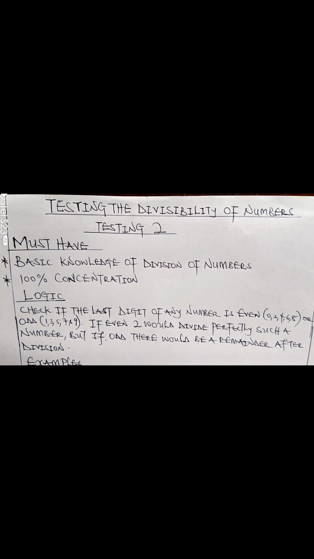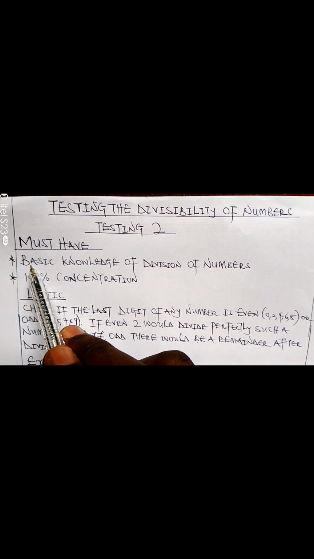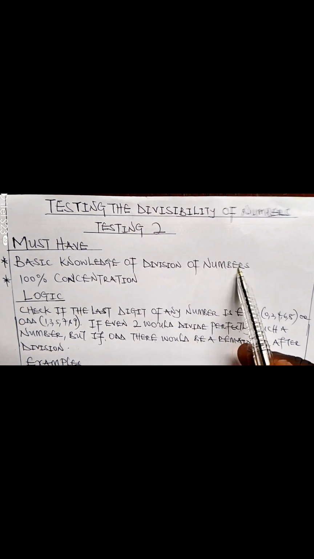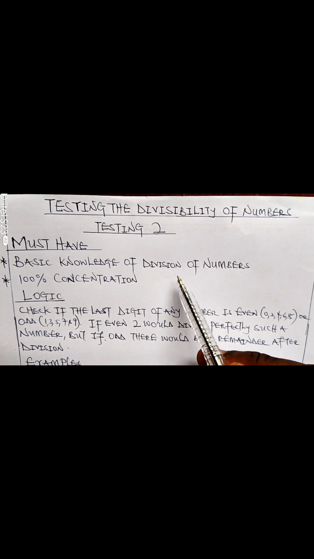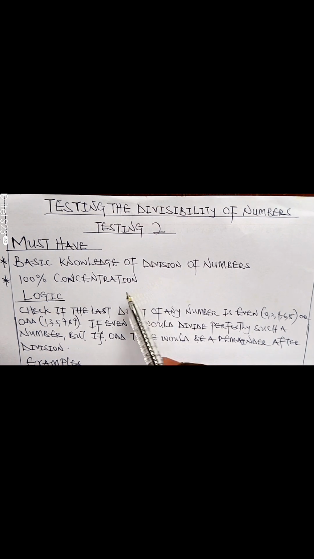Before we go on, there are certain things that we must have. The first thing we need is the basic knowledge of division of numbers. If you don't have the basic knowledge of division of numbers, you may find it quite difficult to understand what we're about to take. So we beg you to take a break and go understand the basic division of numbers. The next thing you need is 100% concentration.